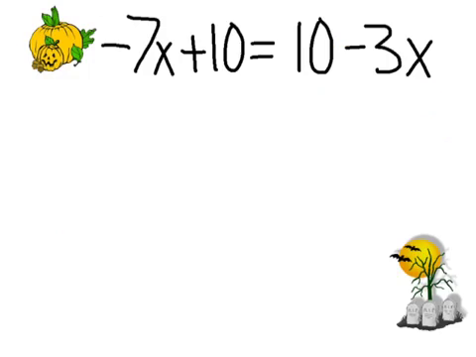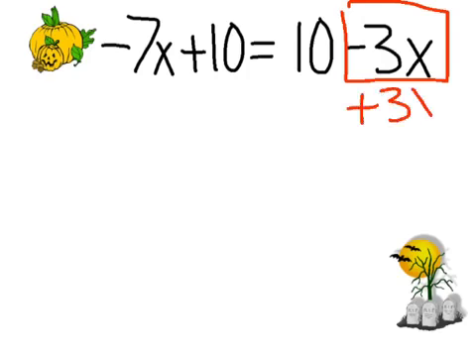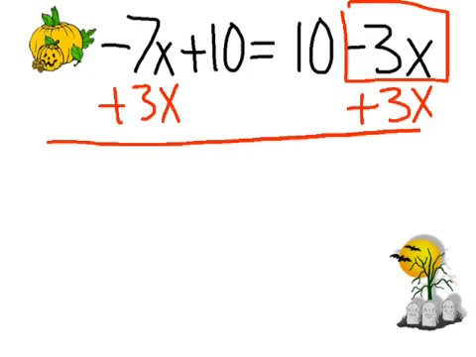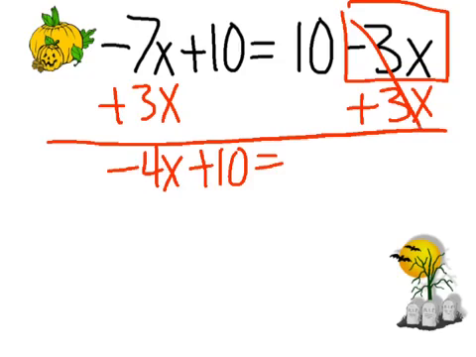Alright, next practice problem. We have negative 7x plus 10 is equal to 10 minus 3x. First thing we want to do is move our 3x over. It's a minus 3x, which means we need to add 3x to both sides. When we do that, we have negative 4x plus 10 on the left. On the right, we just have 10.